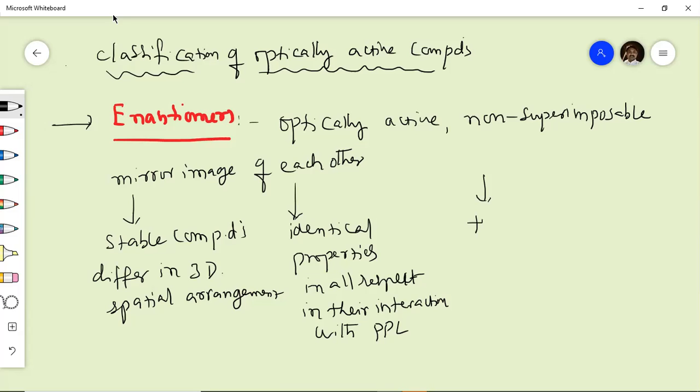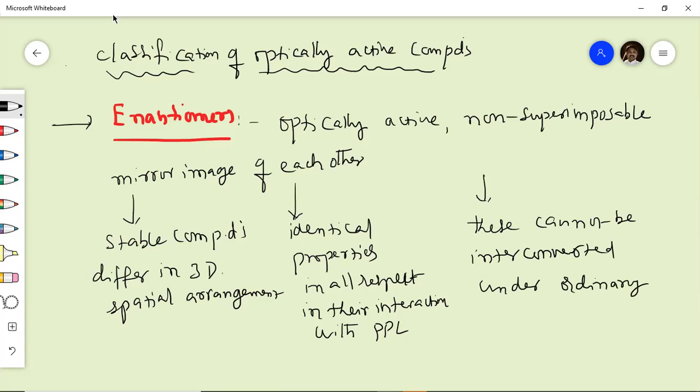So these cannot be interconverted under ordinary conditions. That is the main thing involved in enantiomers.